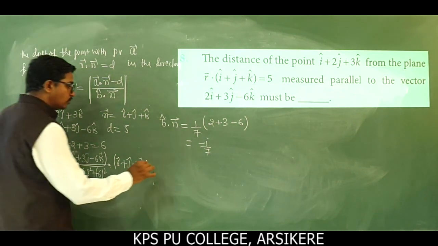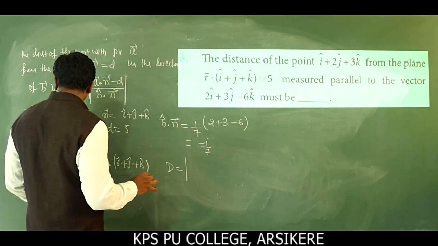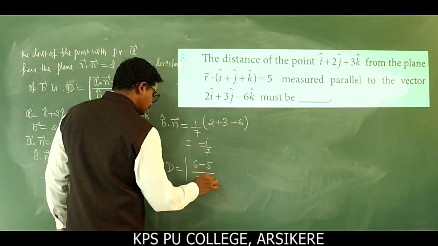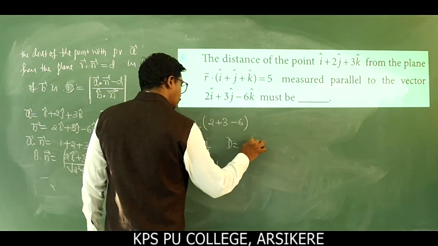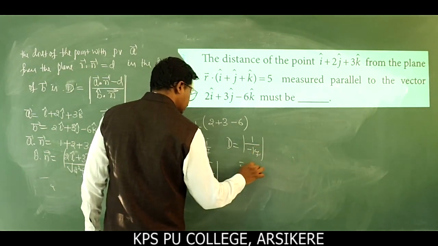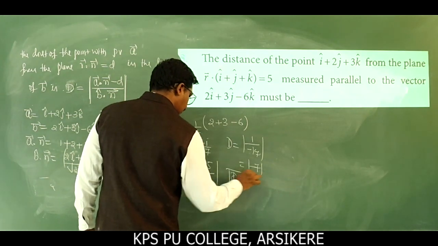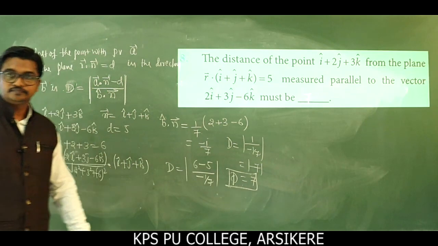Therefore, d is equal to, substitute the values here. A dot n is 6, so 6 minus 5, divided by minus 1 by 7. This is d is equal to 1 divided by minus 1 by 7. This 7 goes to the numerator, so it is minus 7, and with the modulus, d is equal to 7. That must be 7.